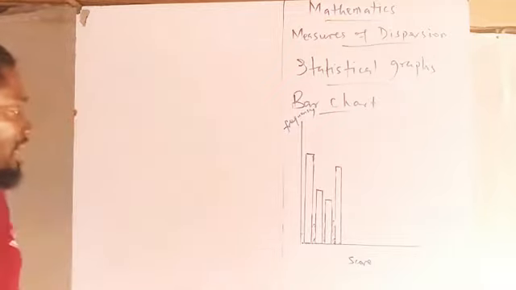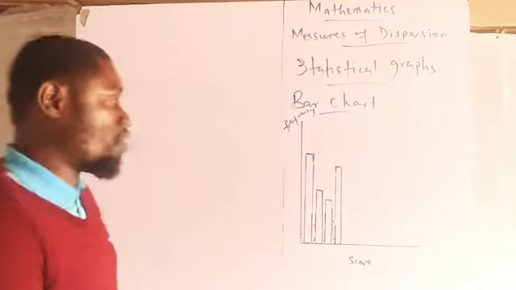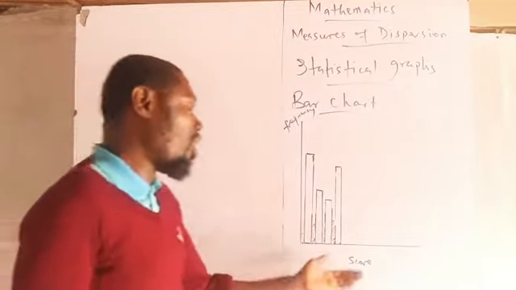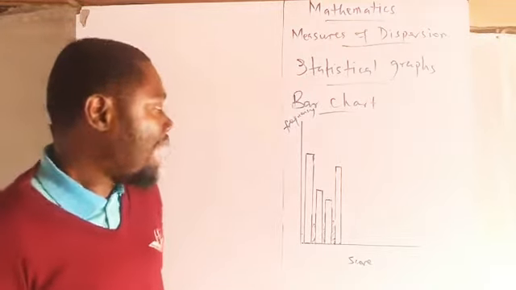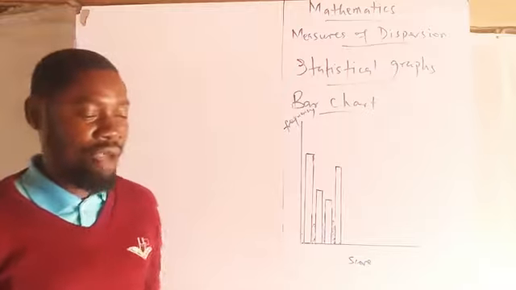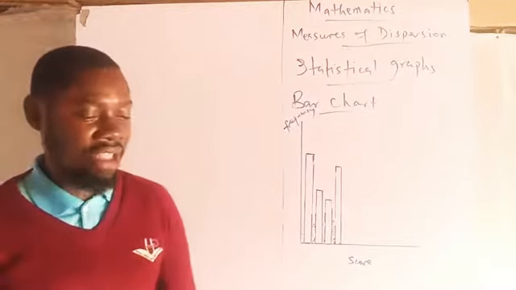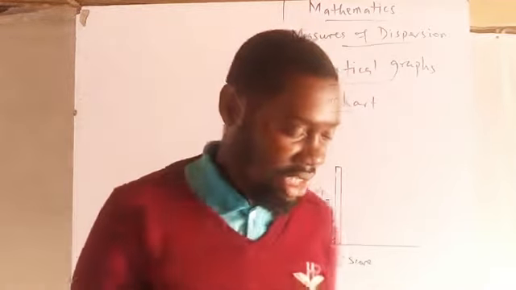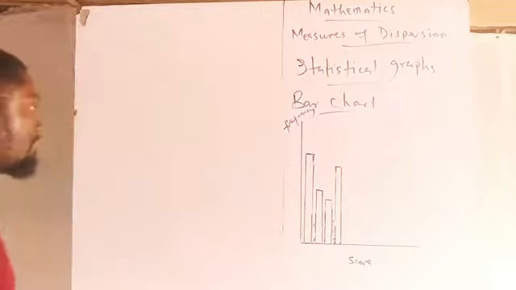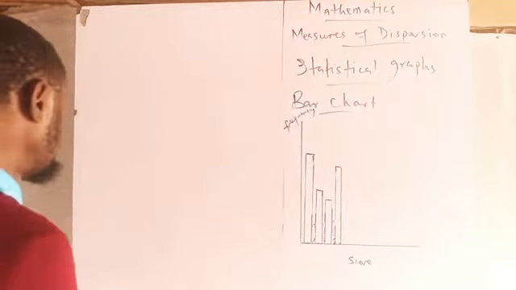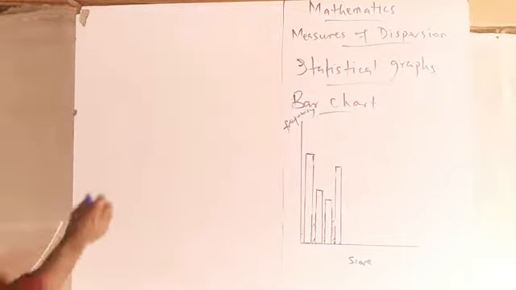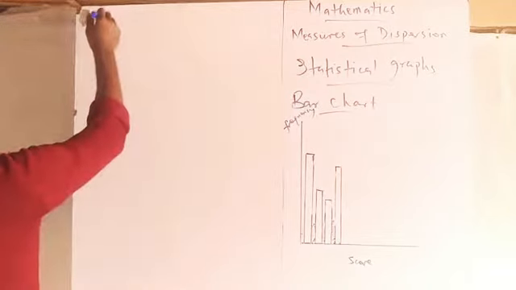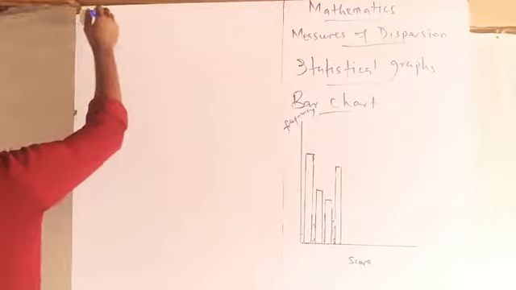So you'll be given your frequency, you'll be given your score, and all you need to do is to draw the bar chart. They'll ask you to present the information using a bar chart. Let us quickly deal with this example. They'll give you a table, a frequency table. Look at the table given to us here.